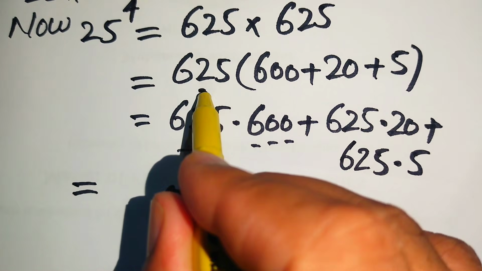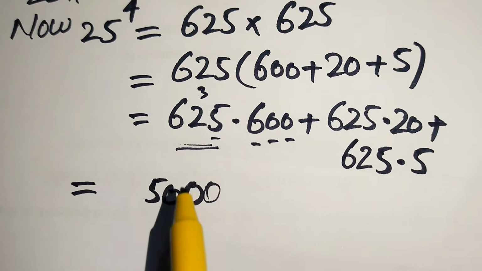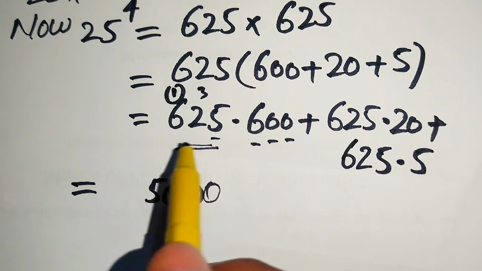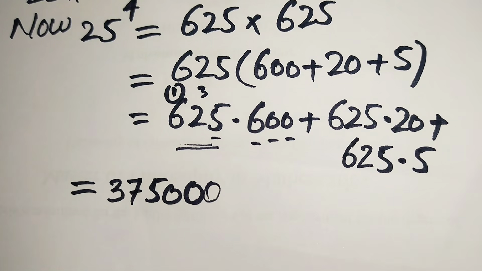We write 0 and carry 3. 6 2s are 12. 12 plus 3 becomes 15. We write 5 and carry 1. 6 6s are 36. 36 plus 1 becomes 37.